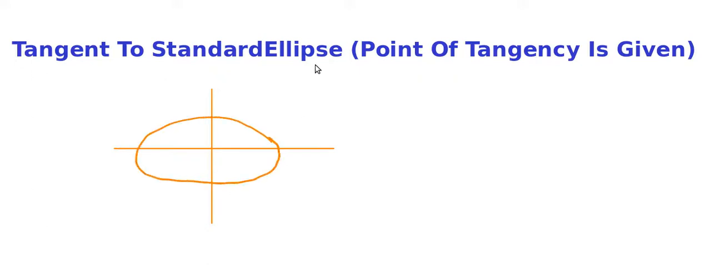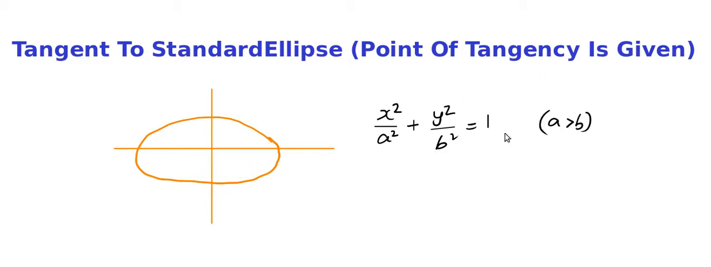And second thing, the equation of the standard ellipse, which we derived and which is very important, the derivation is also very important, is x square by a square plus y square by b square equal to 1, where a is supposed to be greater than b. This is the standard ellipse.